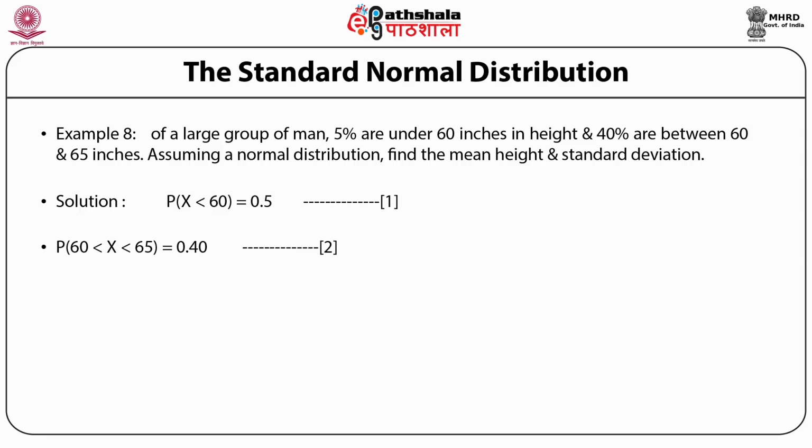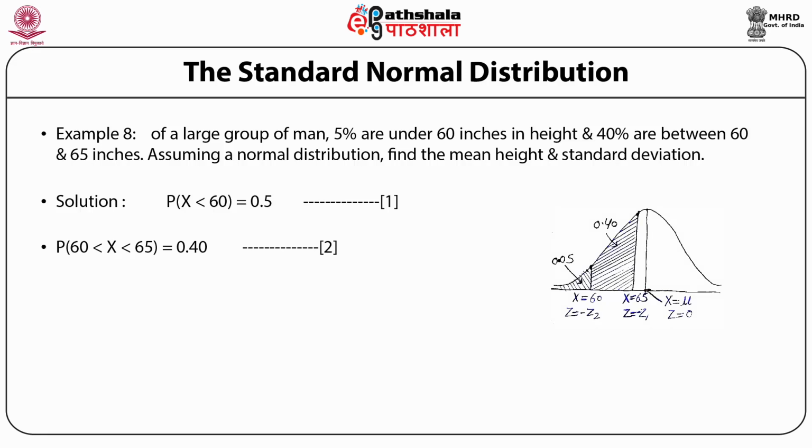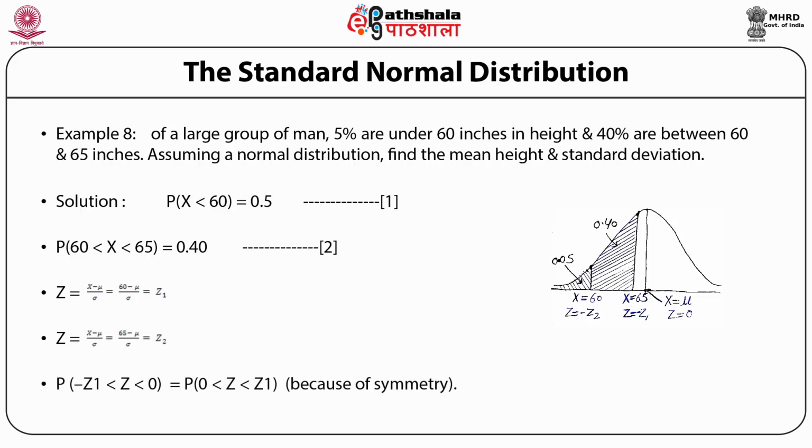So from the figure you can see that we will first convert into standard normal form, so 60 minus mu upon sigma is equal to Z1 and 65 minus mu upon sigma is equal to Z2. Because of symmetry, the probability of minus Z1 less than Z less than 0 is the same as 0 less than Z less than Z1, and we will find the corresponding entries. Because they are on the left hand side, negative values will be considered, and we find the values for sigma and mu and have the answer.